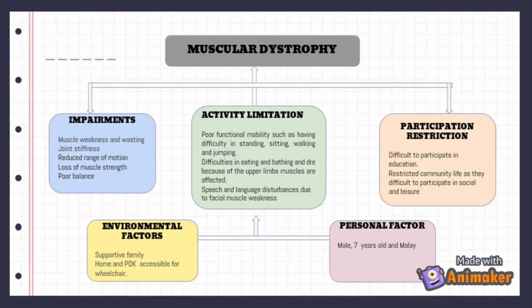For impairment, patients with MD usually have muscle weakness, reduced ROM, loss of muscle strength, and poor balance. For activity limitation, they will have poor functional mobility, difficulty in eating and bathing, and also speech and language disturbance. For participation restriction, they have difficulty participating in education and they are restricted in community life. For environmental factor, they will have supportive family, home and care accessible for wheelchair. And lastly, for personal factor, they may be male, 7 years old and Malay.